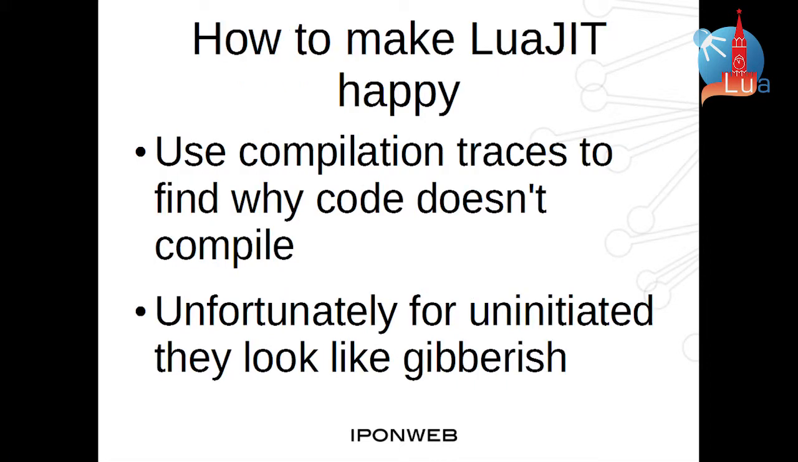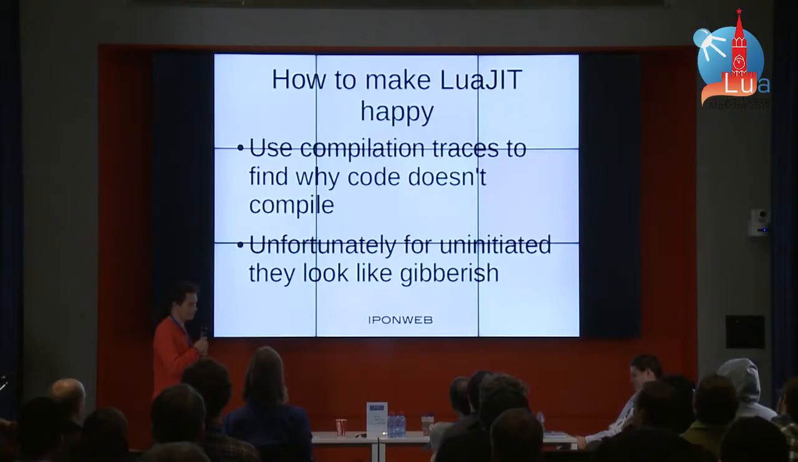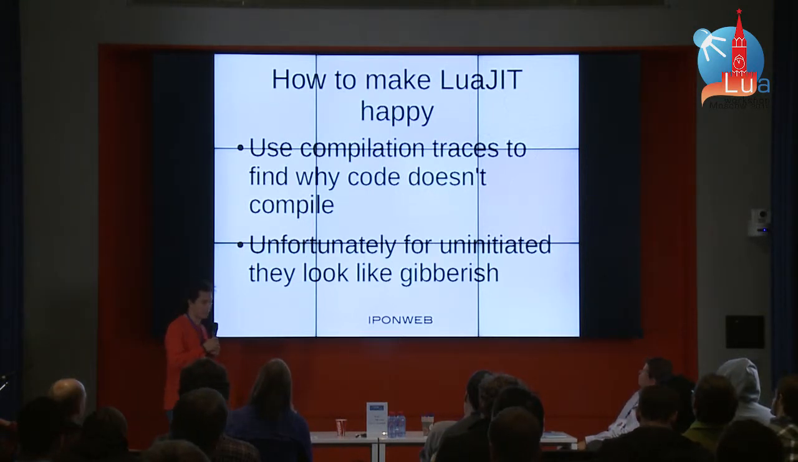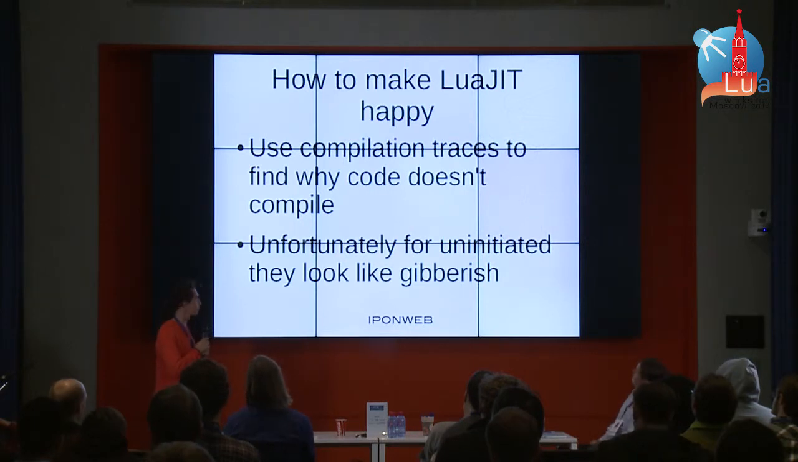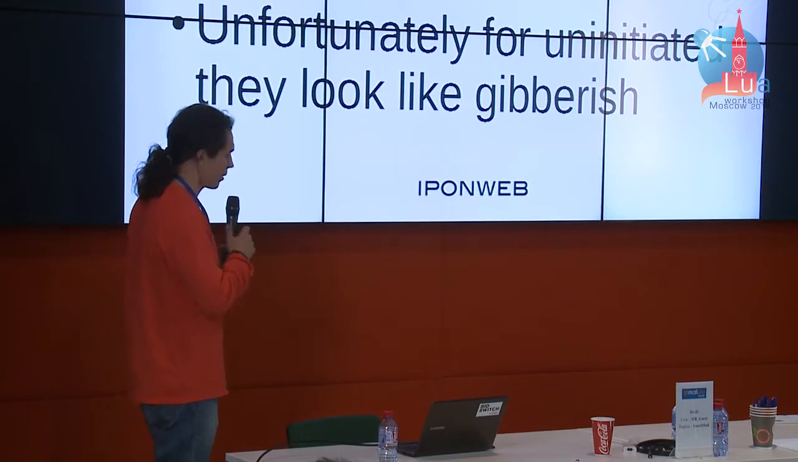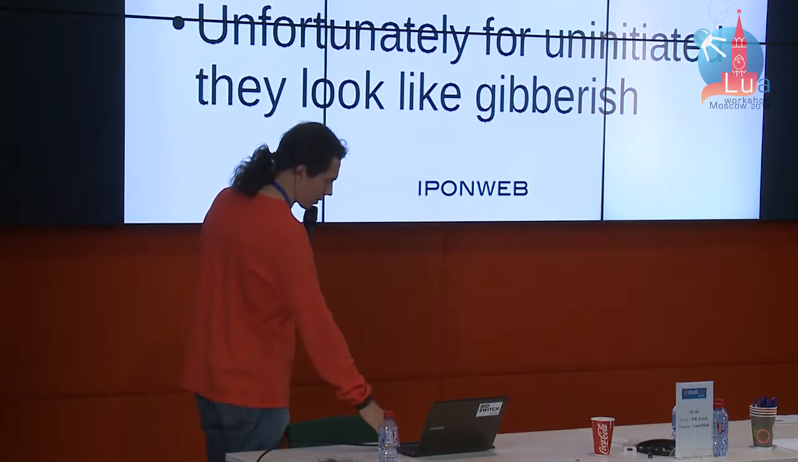So how can you make JIT happy? How can you reach this goal of better performance? There are some tools there. Unfortunately, they are not quite user-friendly. Particularly, you can get compilation traces which tell you why a certain code doesn't compile. But the problem is they're quite hard to interpret.